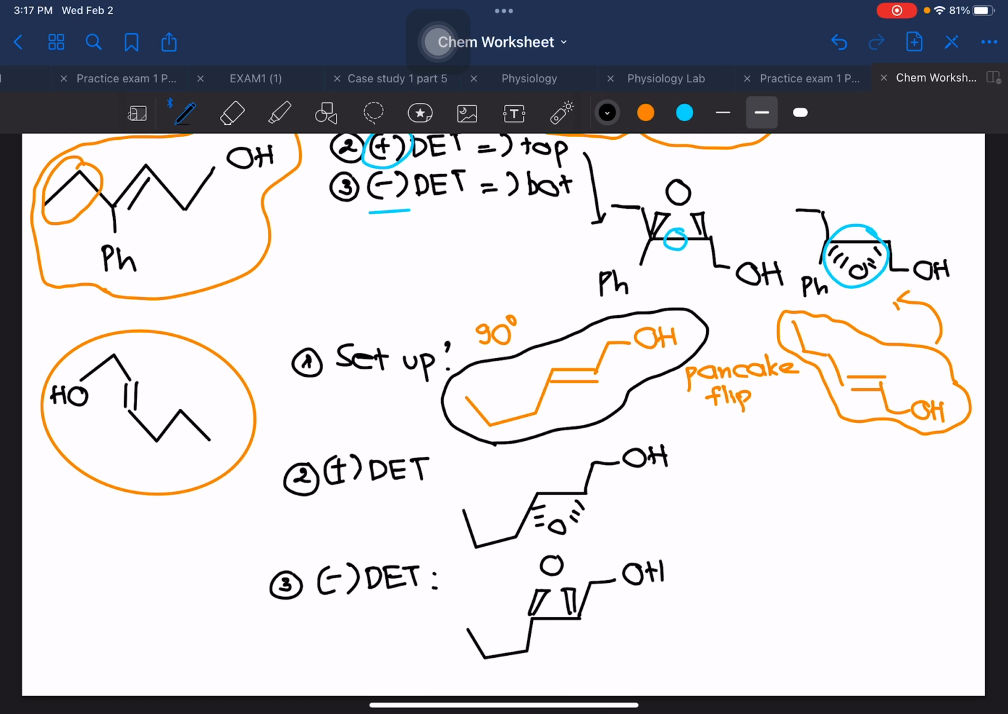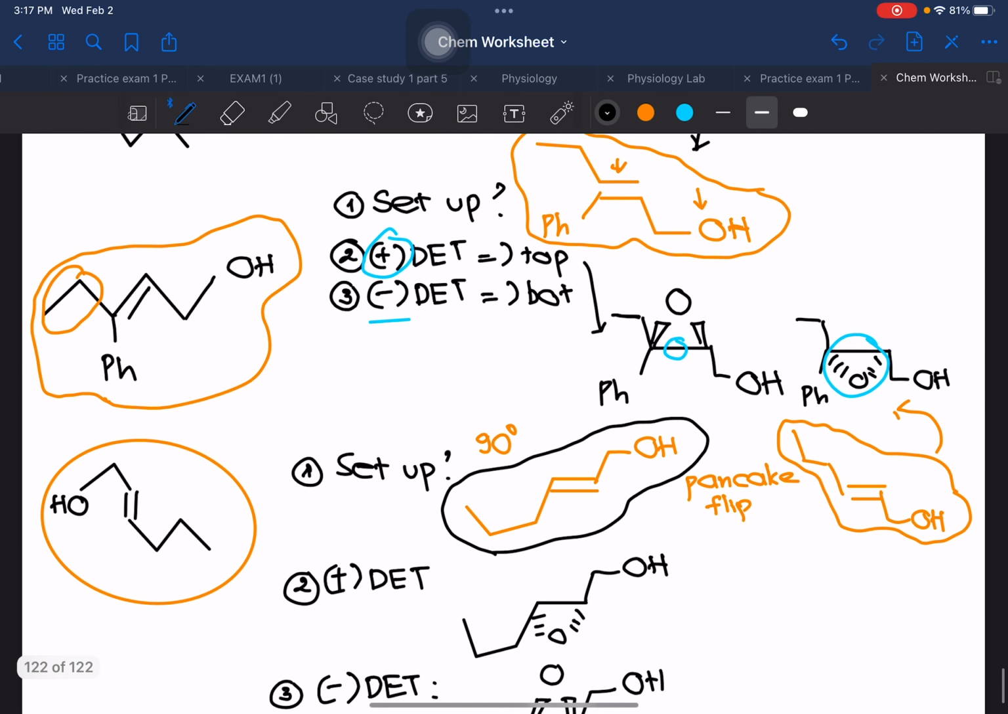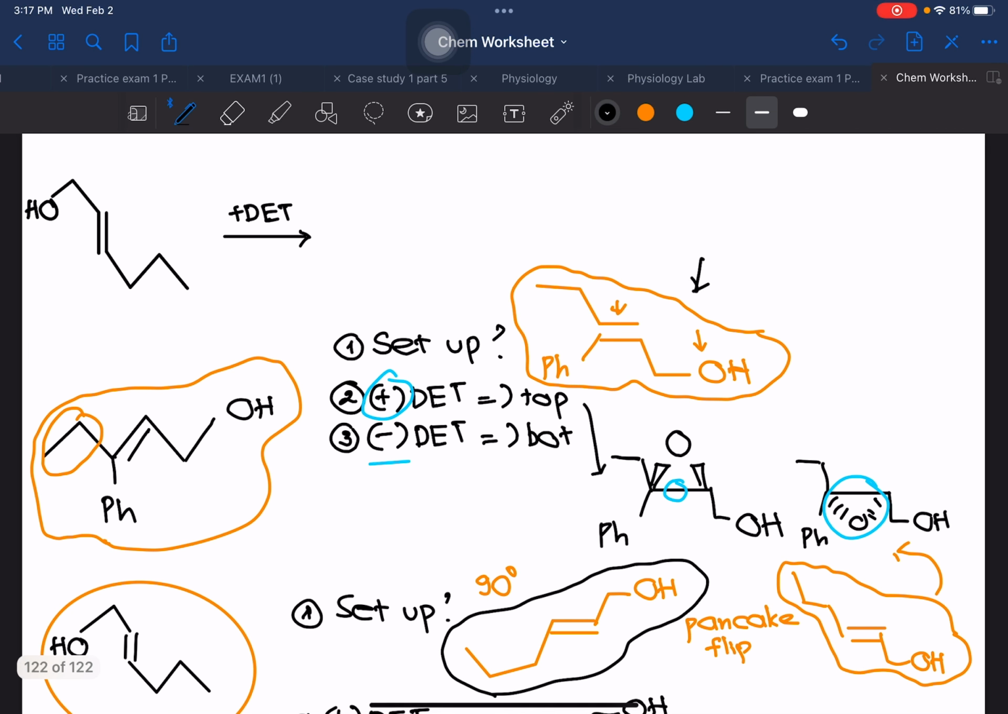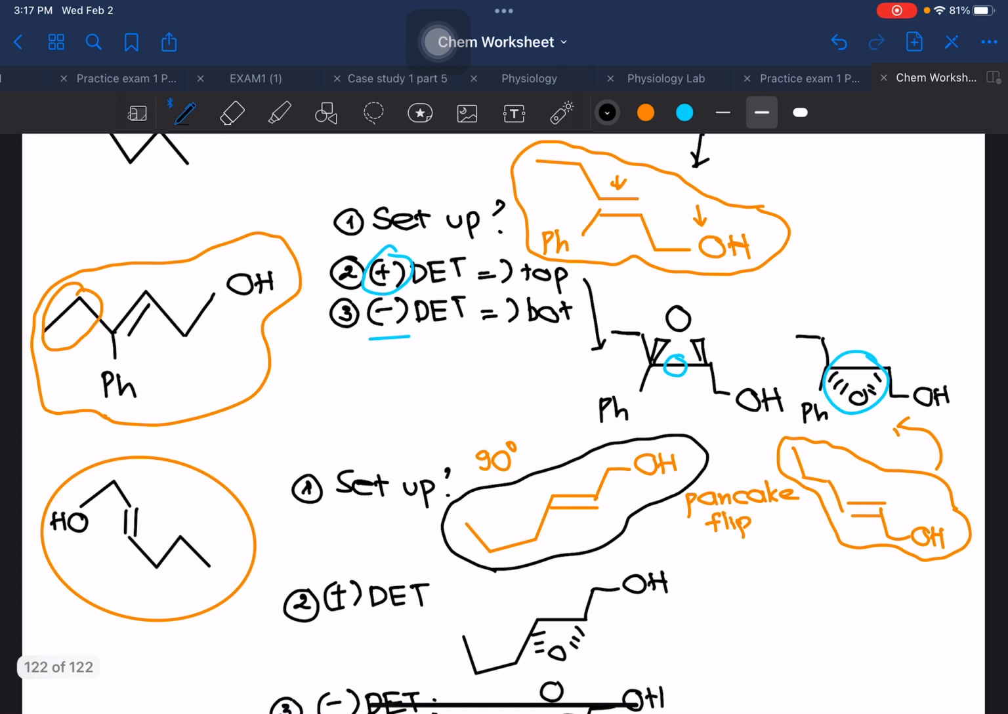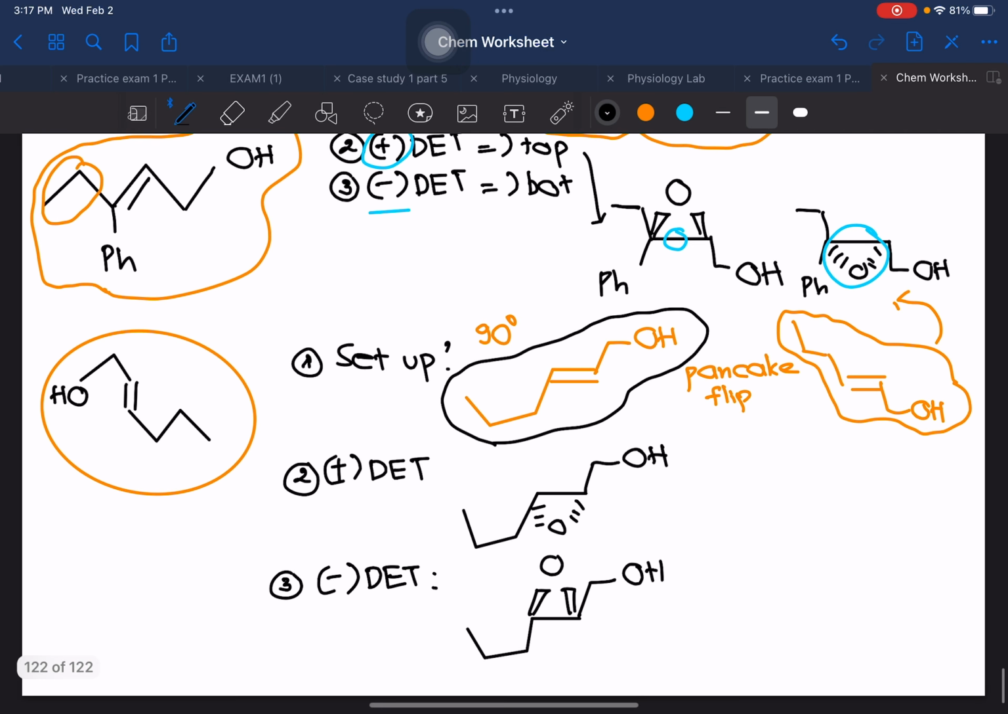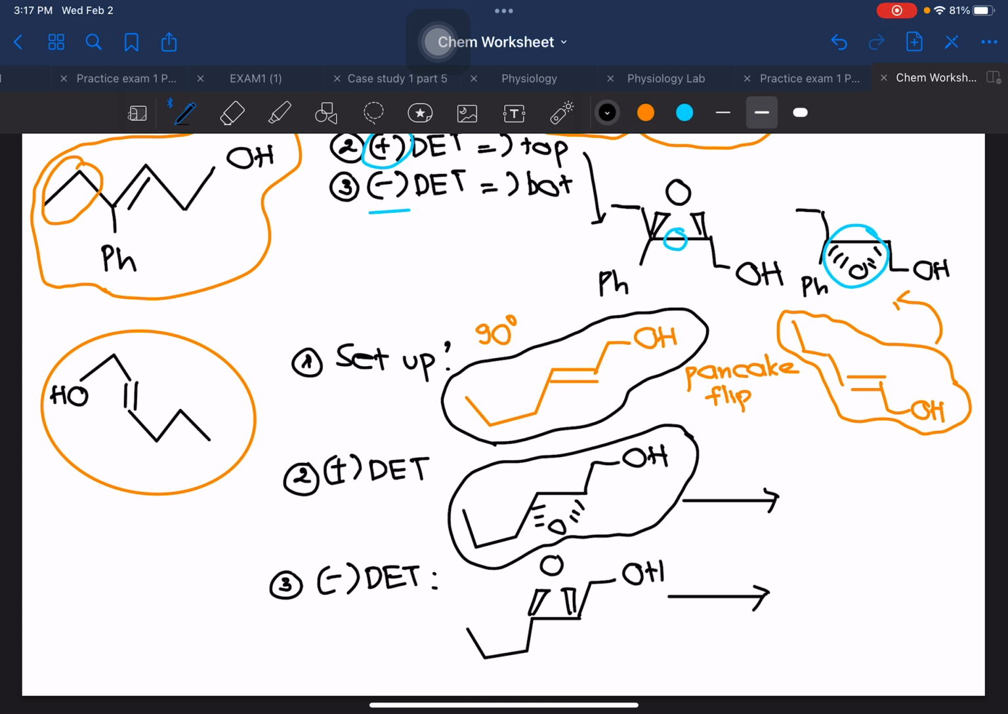So it's the exact opposite of the last case, where if you expose the horizontal double bond with the OH on the bottom, you will have the epoxide going up if that's plus, and then the epoxide going down if that's negative, right? But this is the opposite. So if you kind of pancake flip these molecules, you will see that it gives you the same products as you move on with this.